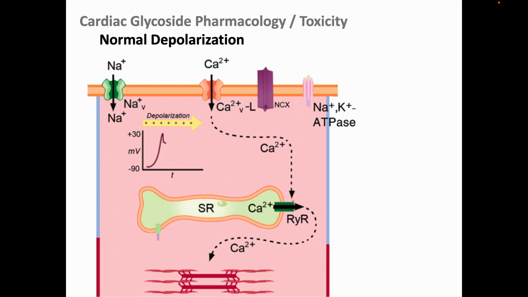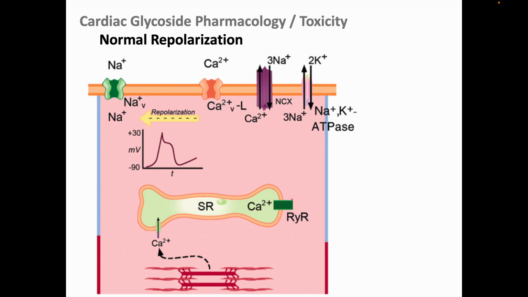The next few slides are going to show the mechanisms of cardioactive steroid pharmacology and toxicity. We're looking here at a cardiac myocyte. Depolarization occurs after the opening of fast sodium channels. The increase in intracellular potential opens voltage-dependent calcium channels, and the influx of calcium induces the massive release of calcium from the sarcoplasmic reticulum. In other words, there is calcium-induced calcium release by the action of the ryanodine receptor. And this calcium in the cytoplasm promotes the interaction of actin and myosin, producing muscular contraction.